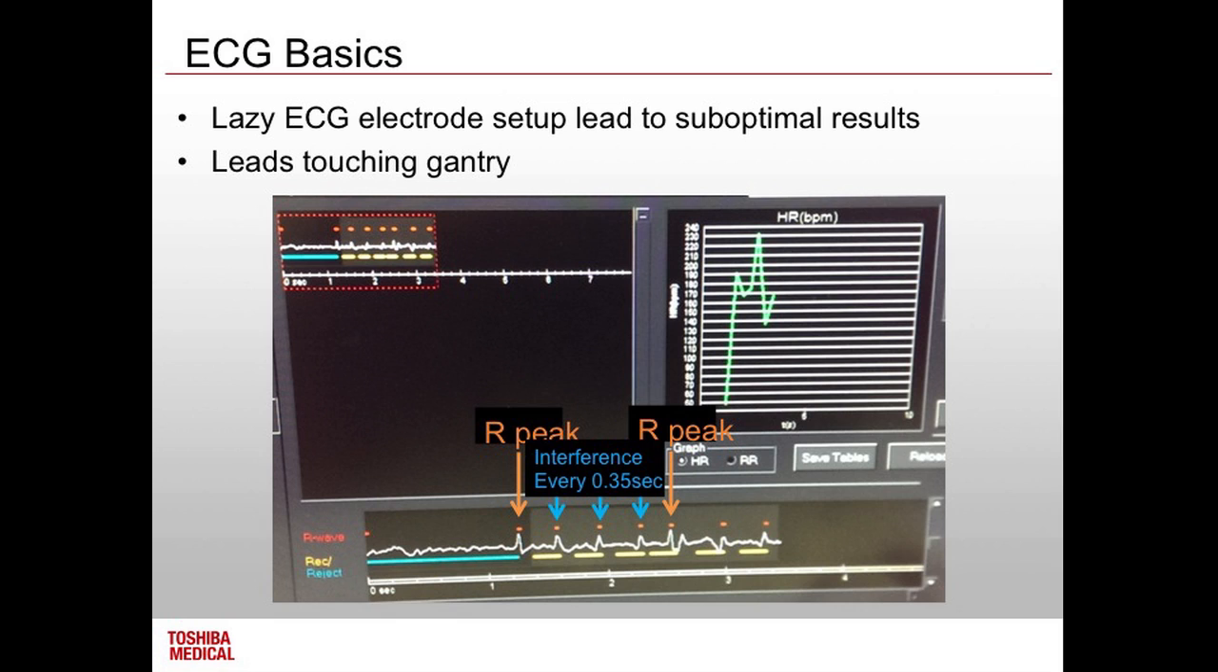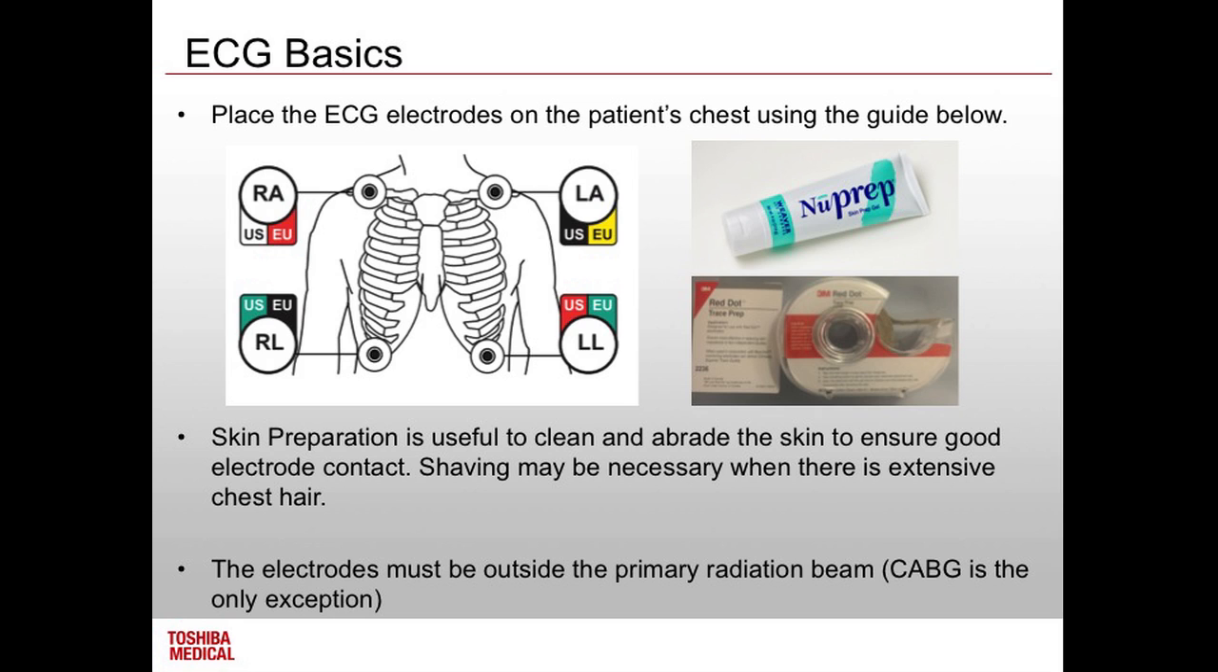So the interference every 0.35 of a second. So what's our rotation time? 0.35 of a second. So a lead's probably in contact with the gantry. That's just showing you where to put them. There's no point showing you that because you'll be shown when you actually get to do it. But it is important to get good contact.